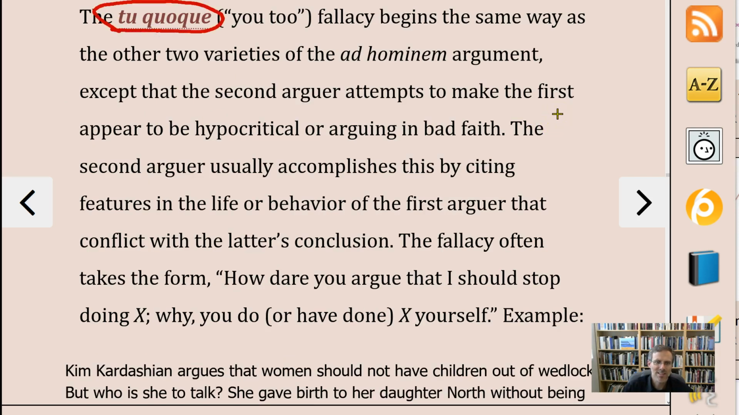Tu quoque is the last of these arguments ad hominem that Hurley is going to cover. You can think of it as the you-too fallacy, and that's just what tu quoque is actually saying. When someone commits a fallacy of tu quoque, again we have two speakers. One person either implicitly or explicitly has made an argument, and the second person dismisses that argument because of some fact about the speaker. In this case, the argument is always, you have no right to tell me what to do because you do it too.